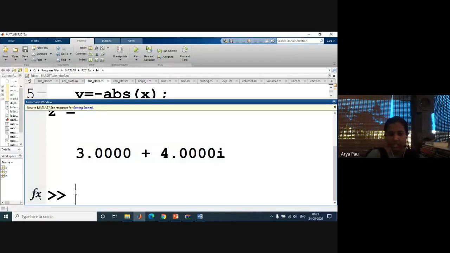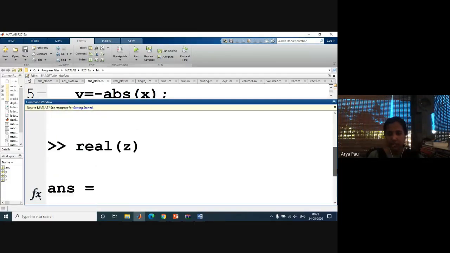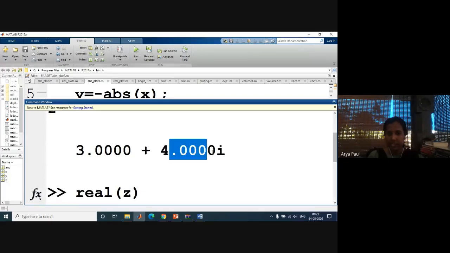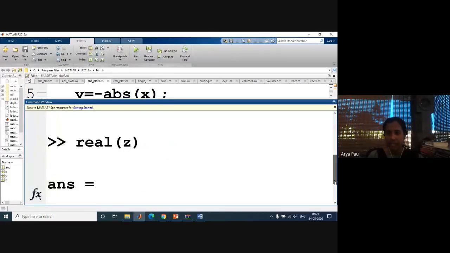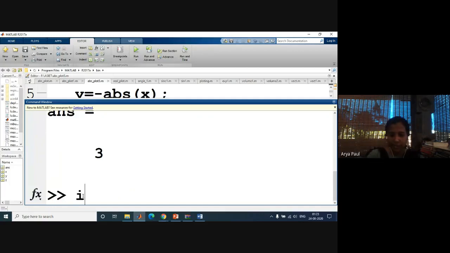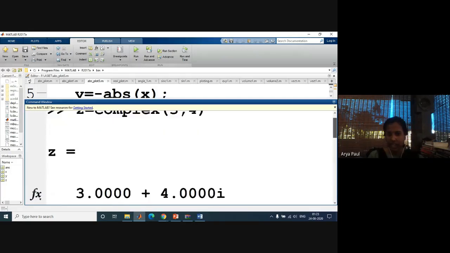This is a complex number represented in rectangular form. So what is the real part? How can I find the real part? If I type real of z, I will get the real part. So 3 will be my real part, and what is the imaginary part? 4 is the imaginary part. So if I type imag of z, I will get the imaginary part. These things we have seen in the last class.